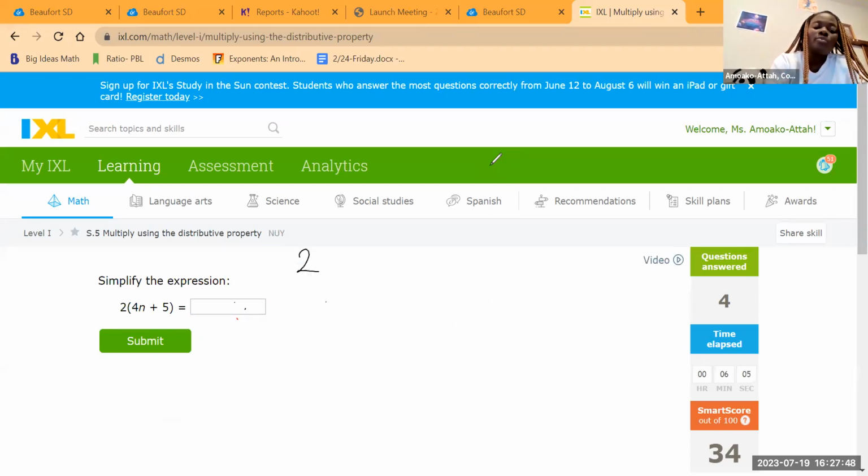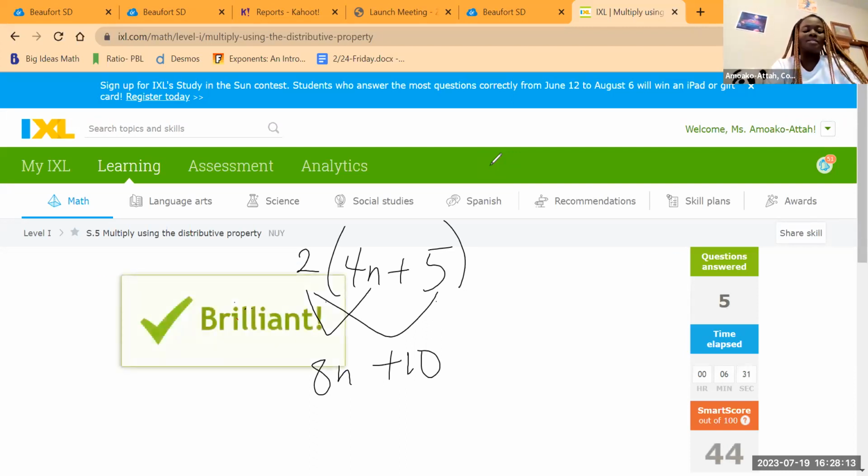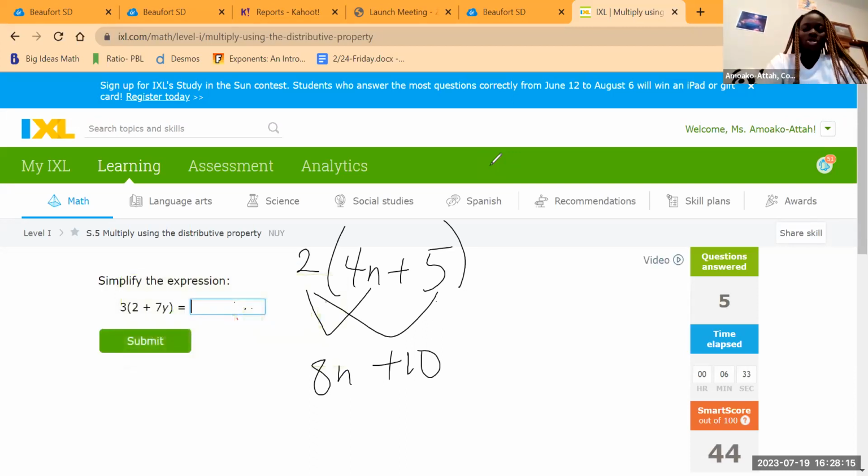So we have 2 times the parentheses, 4n plus 5, right? So how do we solve this? This becomes 2 times 4n, giving you 8n, plus 2 times 5 gives you 10. So your final answer here will be 8n plus 10. Submit. Good.